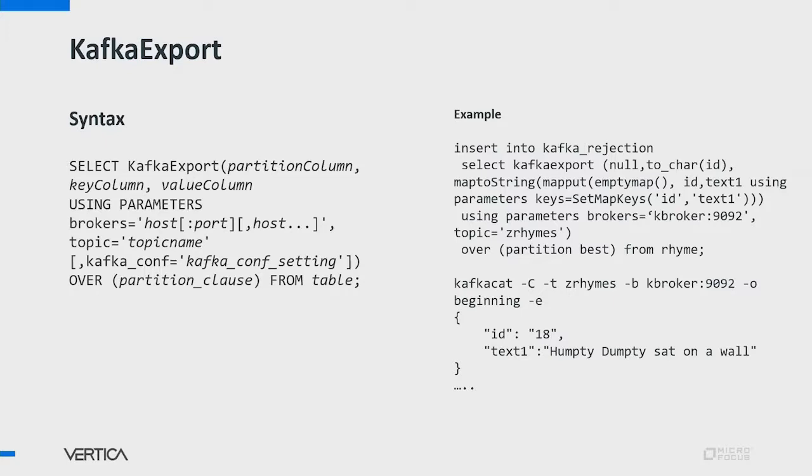One of the important points about the KafkaExport function is that if there are any records that are rejected during the export, they are returned by this function. That explains what we are doing here: we are saying insert into a table and then select the KafkaExport function. If there are any rejected records during this export, they will be returned by the function and stored in this table, kafka_rejection, that we can review later.